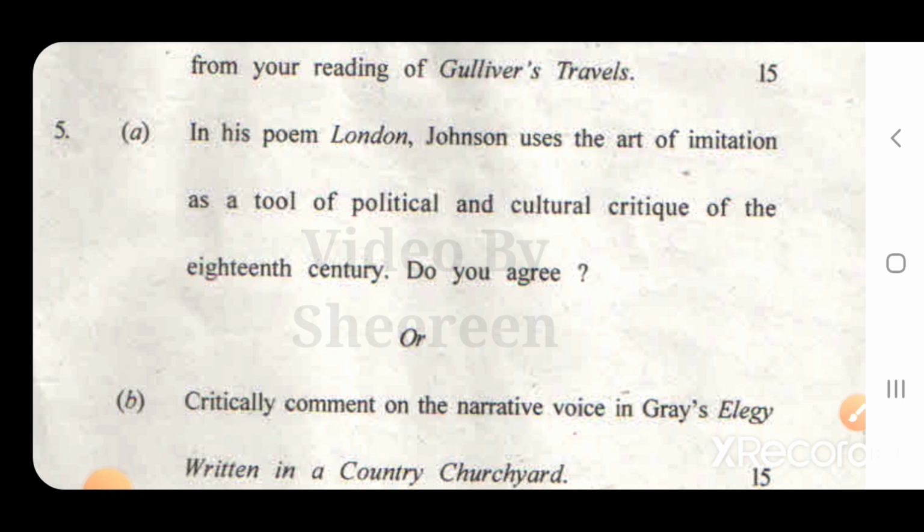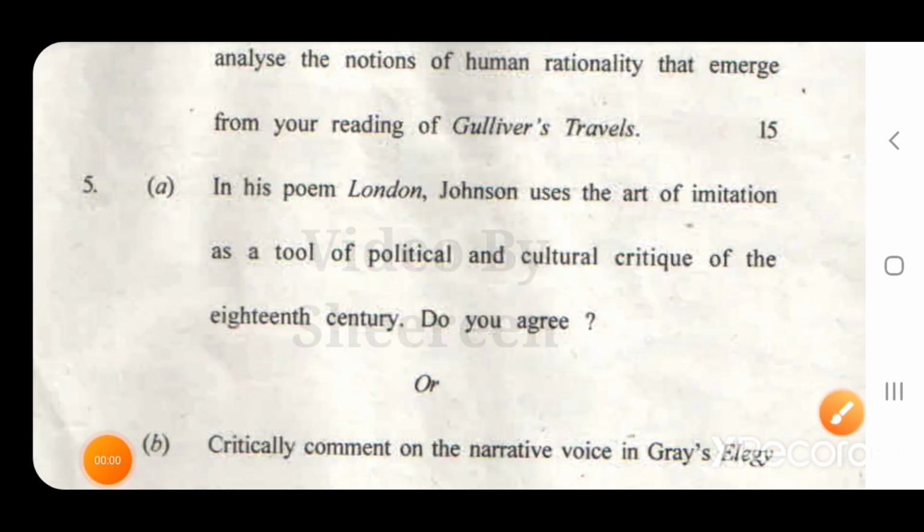Now the fifth question. The first choice in fifth question is from the poem London by Samuel Johnson. In his poem London, Johnson uses the art of imitation as a tool of political and cultural critique of the 18th century. Do you agree? Imitation means to copy someone. So Johnson has imitated a Roman poet in this poem.